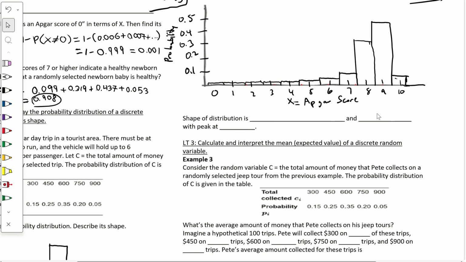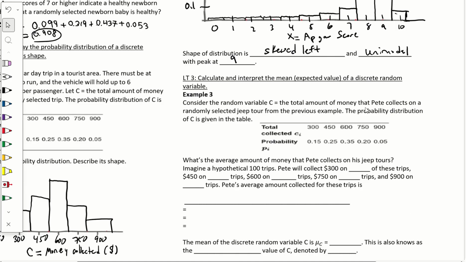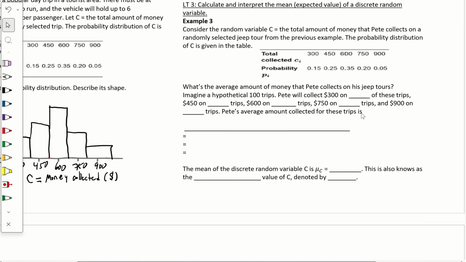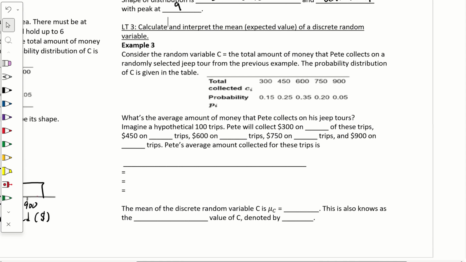So the shape of the distribution is skewed to the left and unimodal with a peak at 9. Looks like the peak is at 9. All right. That's learning target number 2, pretty straightforward. Learning target number 3 is calculate and interpret the mean of a discrete random variable.